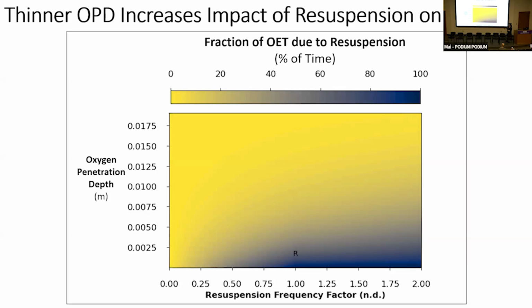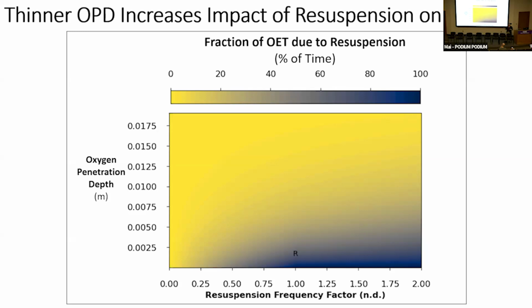What you see is what you would expect: as you increase resuspension frequency, you increase the amount that contributes to oxygen exposure time. And also, as the oxygen penetration depth becomes thin, if you keep resuspension the same, you're going to more frequently resuspend anoxic sediments into the overlying water column, just because your oxic layer is thin and there's not as much sediment in it. So you would also increase the fraction of oxygen exposure time due to resuspension.